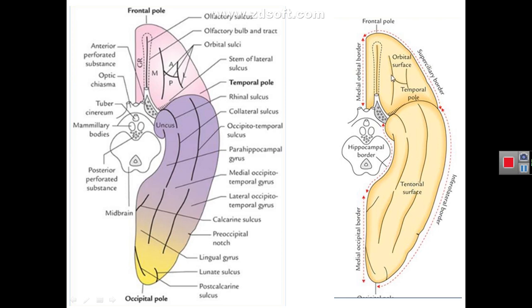The reason is that this inferior orbital surface lies on the orbit that contains the eyeball, so it is called the inferior orbital surface. While the tentorial part of the inferior surface lies on the fold of the meninges, which is called the tentorium cerebelli, separating the cerebrum from the cerebellum. Between the inferior orbital surface and the inferior tentorial surface is the stem of the lateral sulcus. This is the stem of the lateral sulcus. Usually the inferior surface shows a section also in the midbrain that is connected to the cerebral hemisphere. And these are the crura of the midbrain. This is the aqueduct of the midbrain.